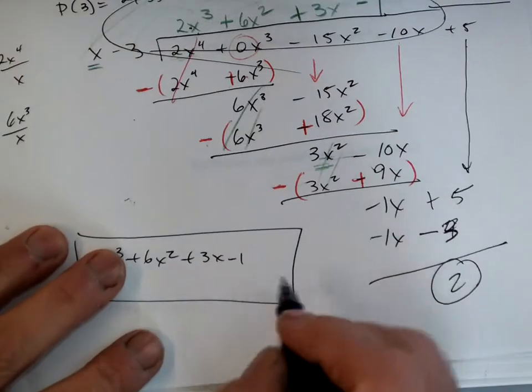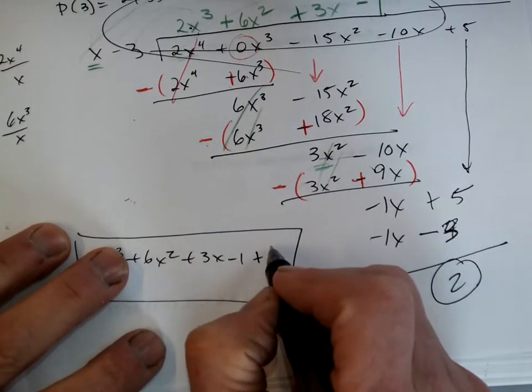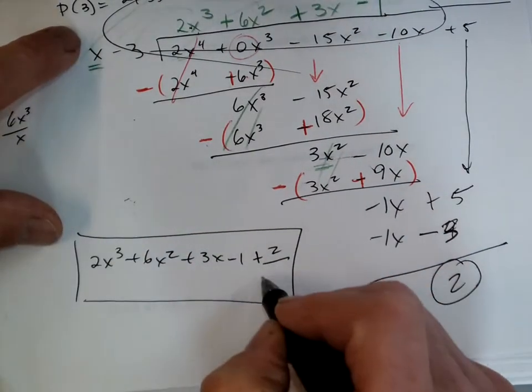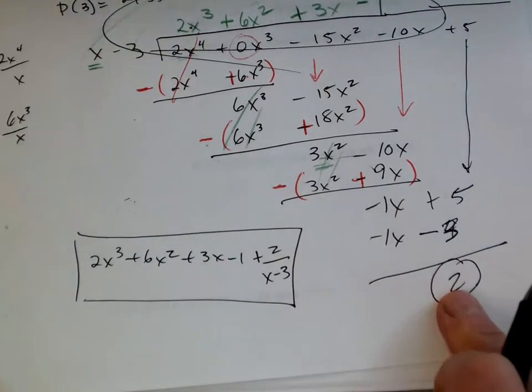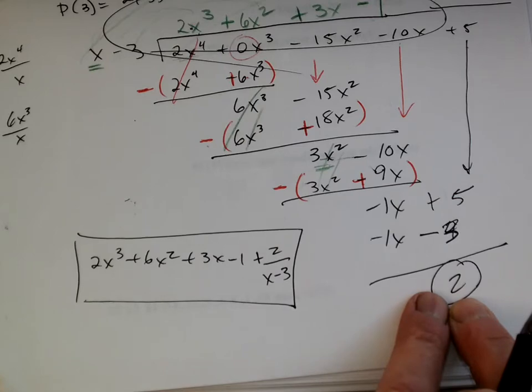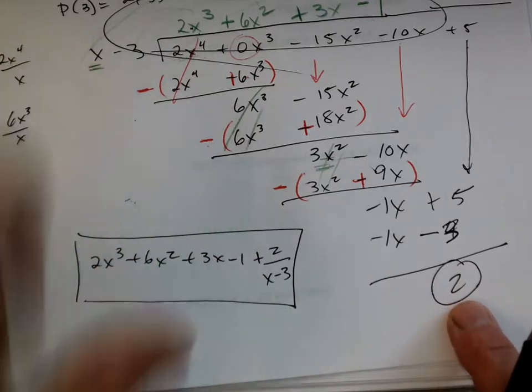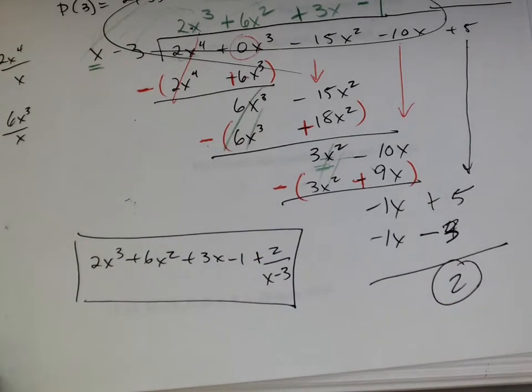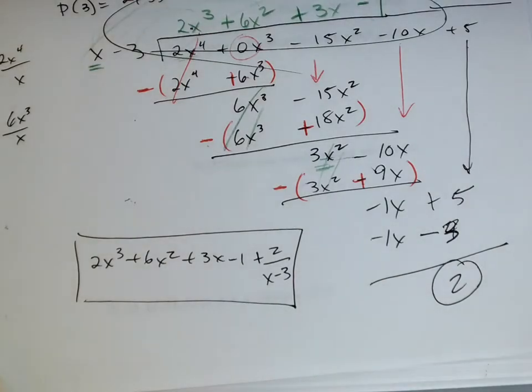So you're going to say plus 2 over what we divided by, which was the x minus 3. Okay, the remainder. You can't say remainder. It is really 2 left over out of my x minus 3. Okay? All right, now, that was hard, wasn't it? Lots of places to make a mistake.